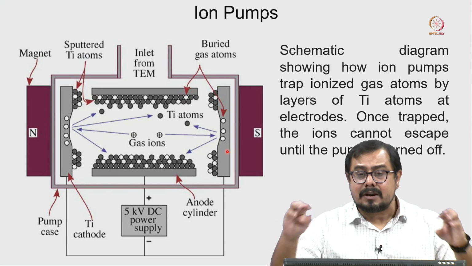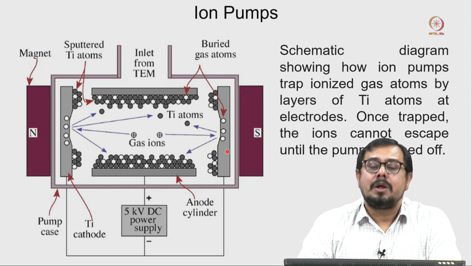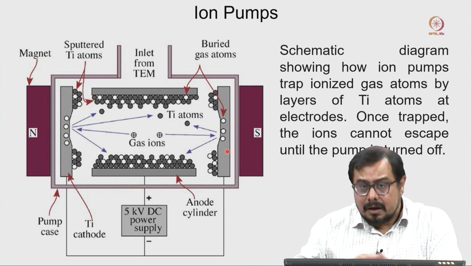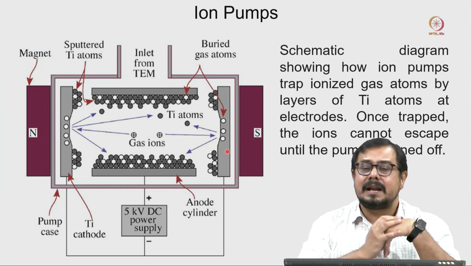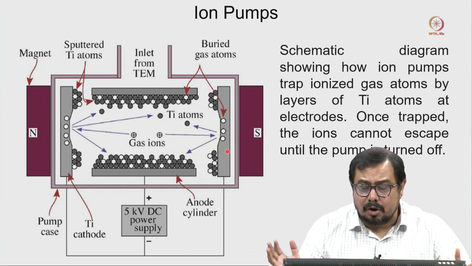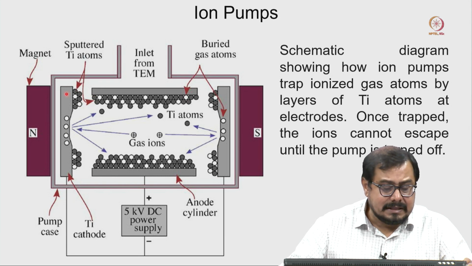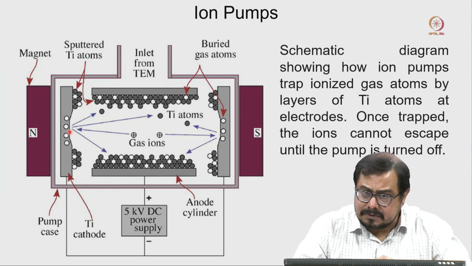So, that interacts with the titanium and stays there. That is one of the reasons I said this ion pump cannot work at atmospheric pressure. Why? Because at atmospheric pressure there are so many gas molecules, and the titanium that we are producing here has only a limited number of atoms.